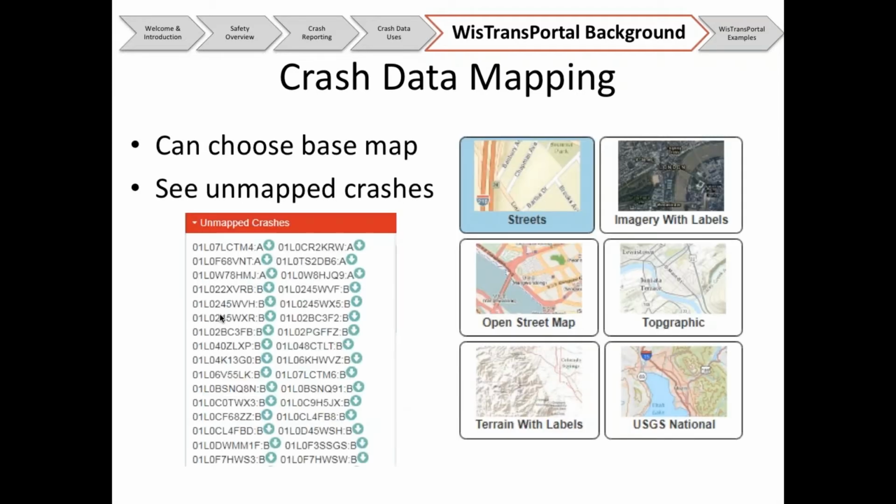I can choose the base map, so I can look at it at a street level, imagery, topographic, terrain, OpenStreetMap. So you can do a lot of different choices in how you're looking at that mapped, as well as then looking at all of the unmapped crashes. So I can download those and I can decide if they should be included in my analysis or not, based on reviewing the narrative and the diagram of that crash report form. Remembering that a crash can be unmapped if an officer overrides the TraCS location tool.